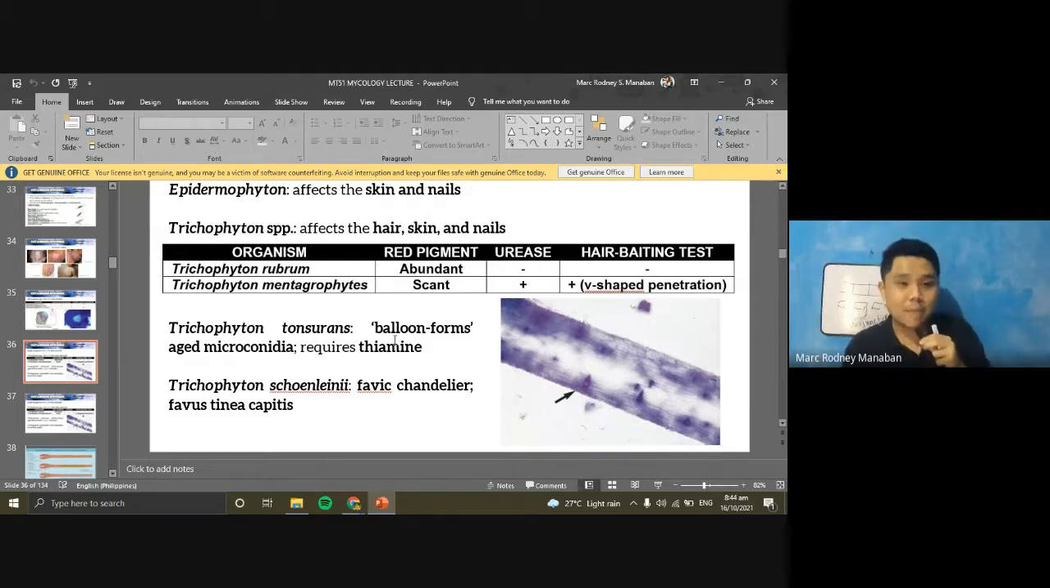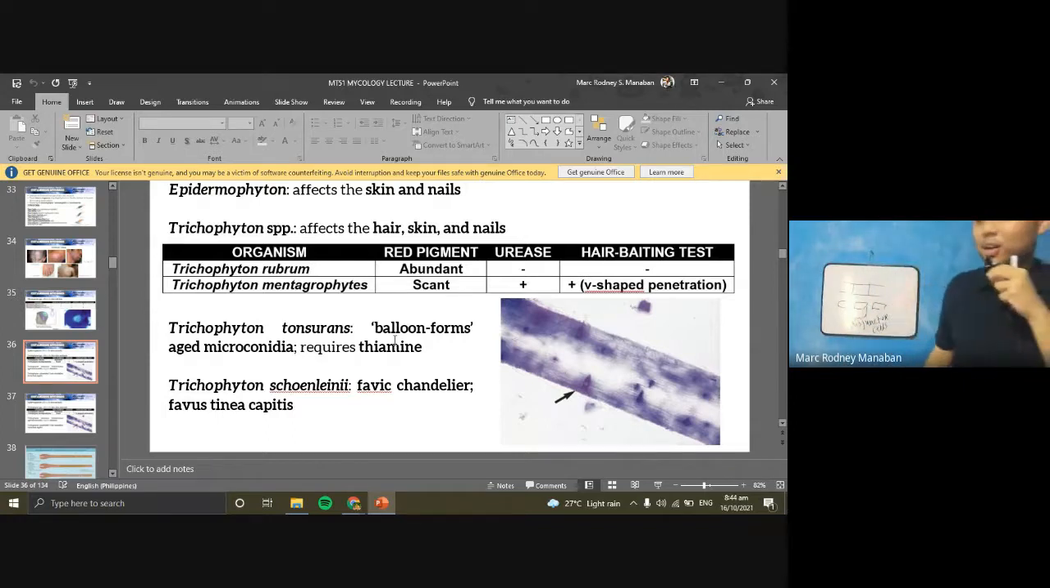So, I'll show you how to remember kung saan na mga areas sa body ang imuhang gina-infect sa microsporum. Sige, sa mga dermatophytes. So, we'll start first with microsporum, di ba?